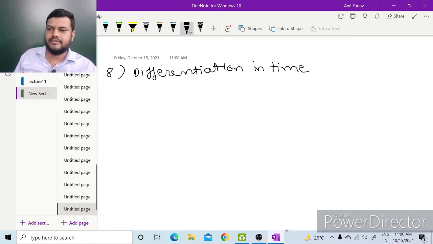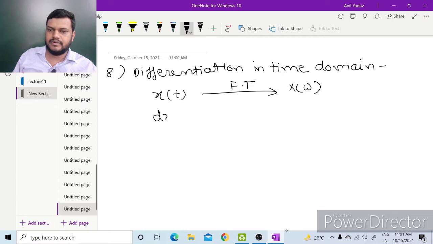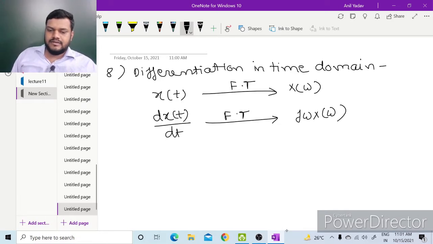Differentiation in time domain. So if x(t) has Fourier transform X(omega), then dx(t)/dt, which is differentiation in time domain, will have Fourier transform j omega X(omega). So let us see one question based on this property.